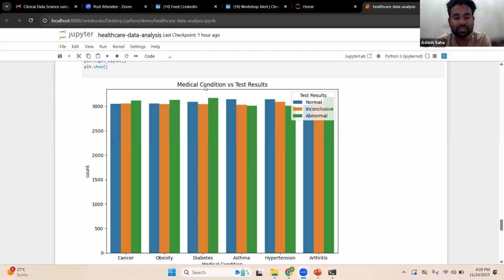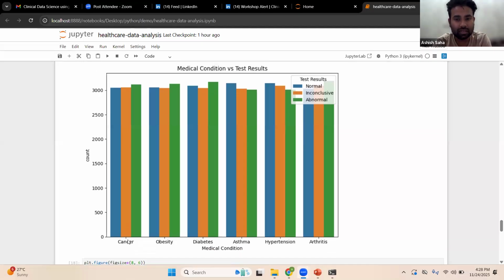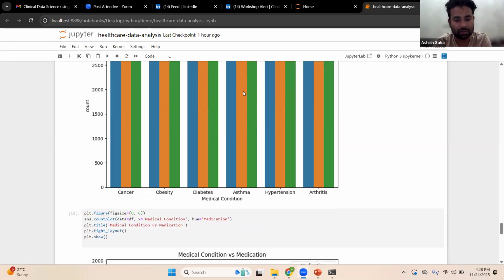If I talk about the medical condition by test results, this is the test result for cancer. In cancer, most of the results are abnormal. In diabetes, most of the results are abnormal. But if I talk about asthma, most of the results are normal. With the help of the bin size or bar size, I can decide how the medical condition is going in my hospital.